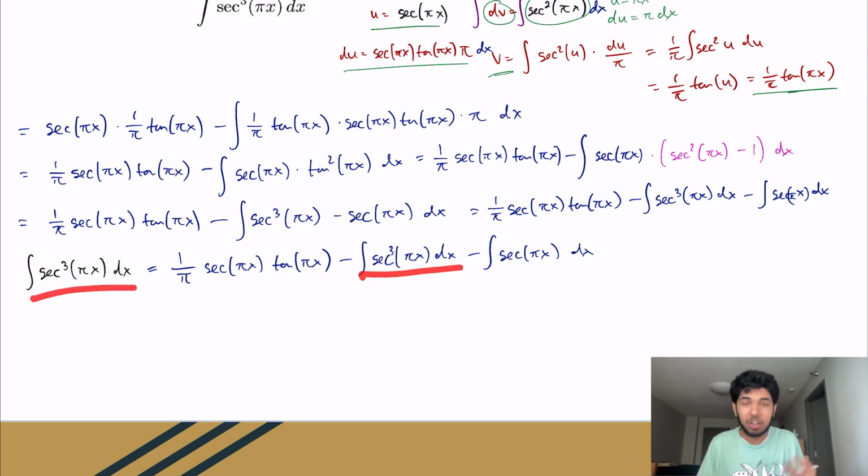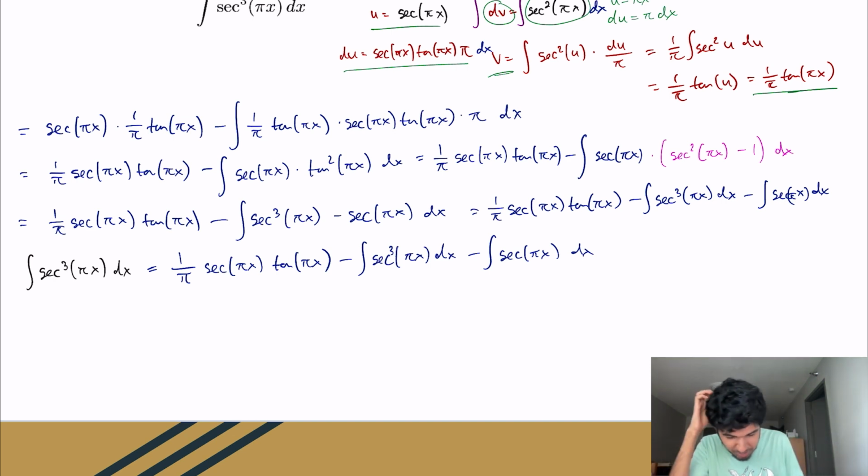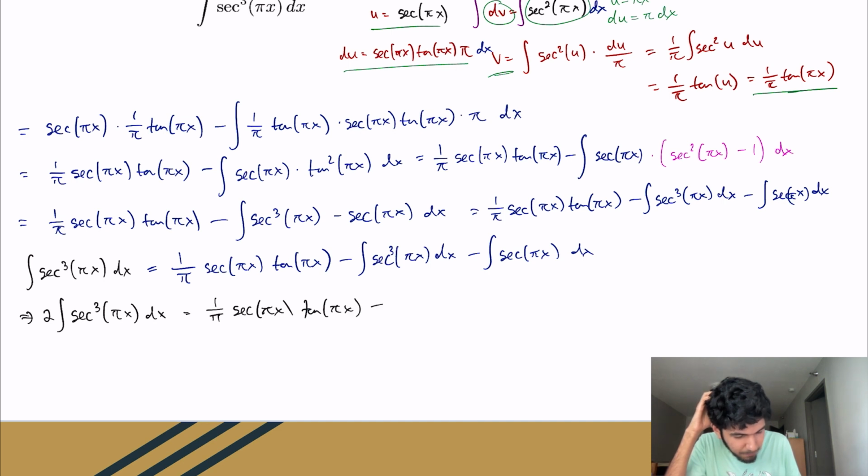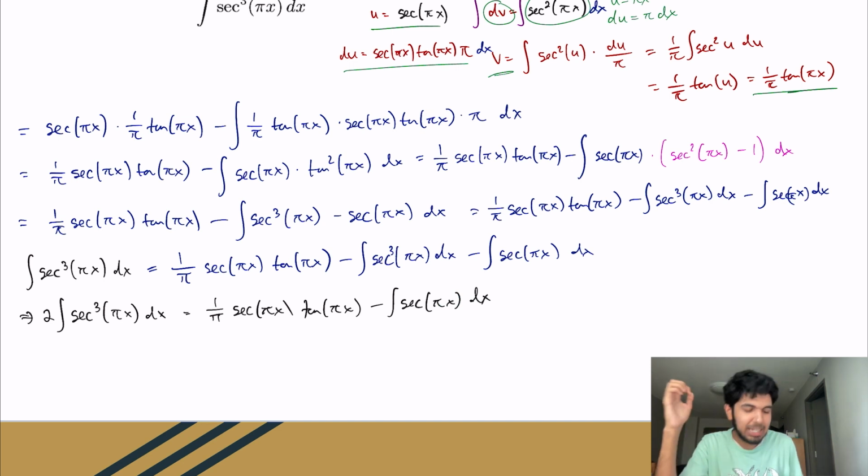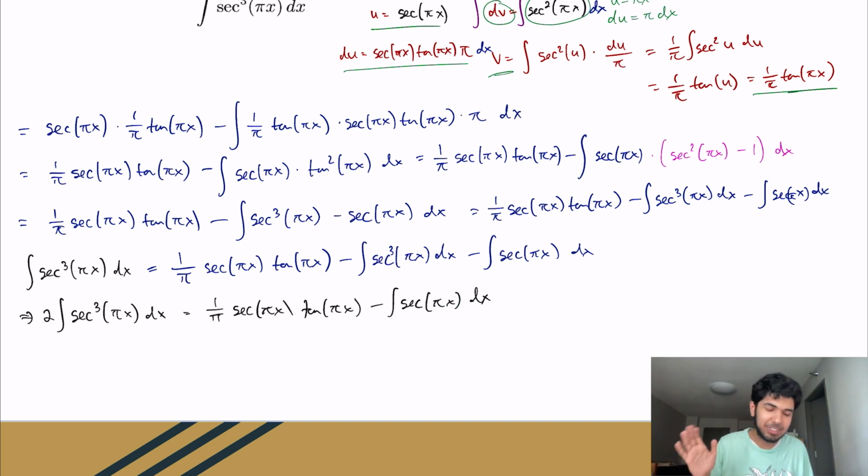These two integrals are like terms, which means we can treat them as massive variables and bring them to the same side. So this implies that 2 times the integral of secant cubed of pi x dx equals 1 over pi secant pi x tangent pi x minus the integral of secant pi x dx. Now all we have to do is solve for the integral of secant of pi x and divide everything by 2, and we've solved the problem.